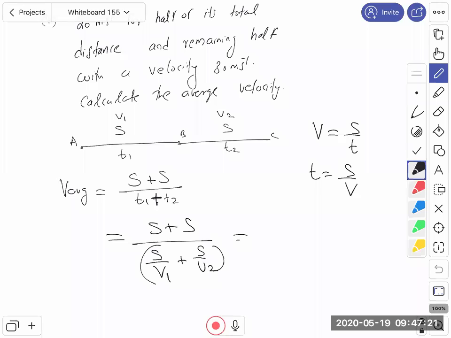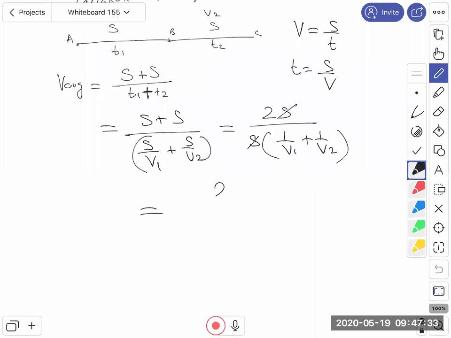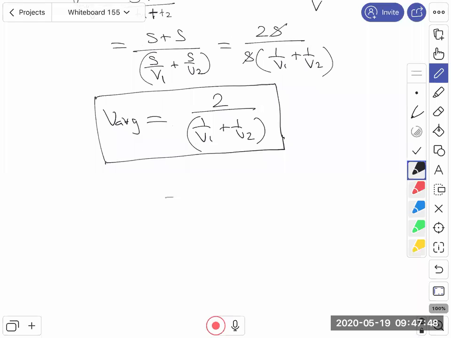Now we can write this is equal to 2s divided by, if you want we can take this s outside, 1 by v1 plus 1 divided by v2. So we can cancel this displacement. So we are going to get the final answer as nothing but 2 divided by 1 by v1 plus 1 divided by v2, which will be the value of average velocity when it is traveling equal displacements with different velocities. Or you can further simplify it, taking v1 v2 as LCM, this will be equal to v1 plus v2 divided by v1 v2, or if you want we can write this v1 v2 on the upper side, so 2 v1 v2 divided by v1 plus v2.